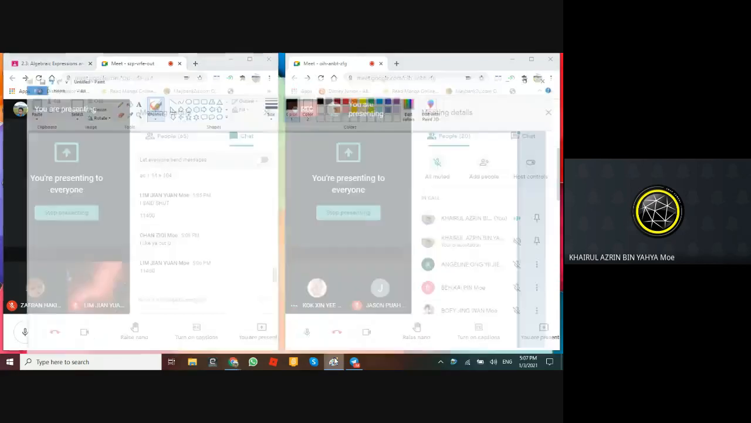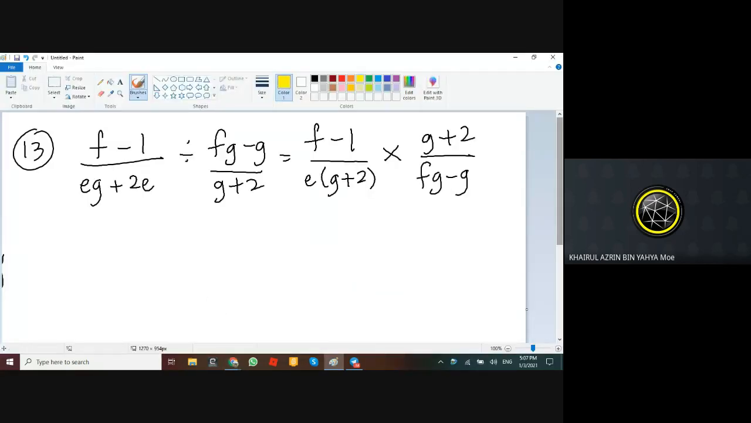Okay, continue. If you notice here, we still can factor G here. We still can factor that one. Okay, so I factor F minus 1. Yeah, maybe before we factor that one, I think maybe we can eliminate first G plus 2 with G plus 2 here. We can eliminate. So this one we just write F minus 1 over E, because G plus 2 we eliminate already.